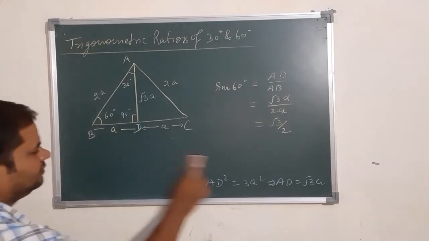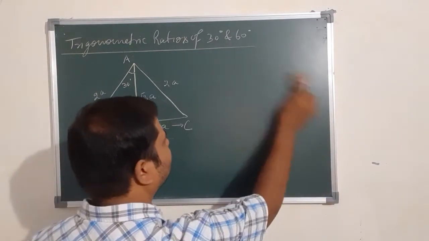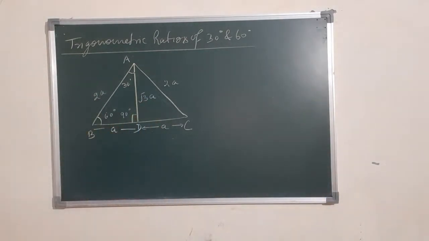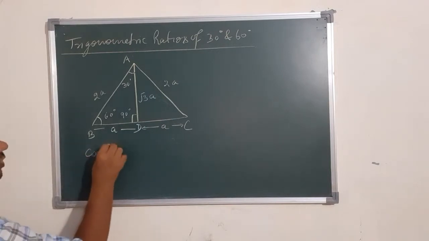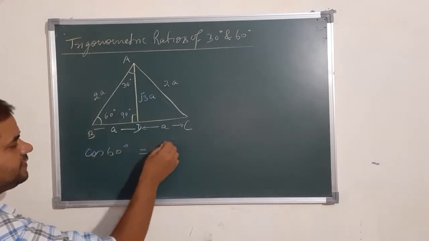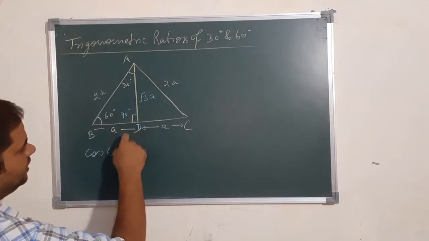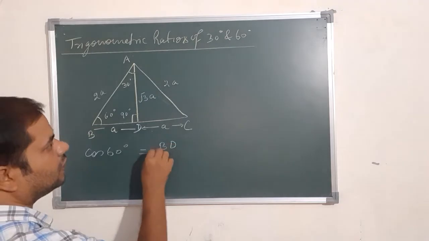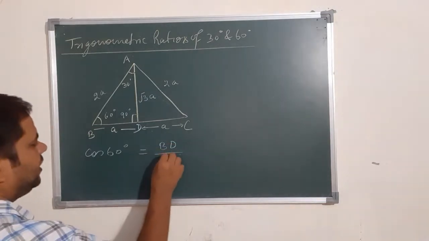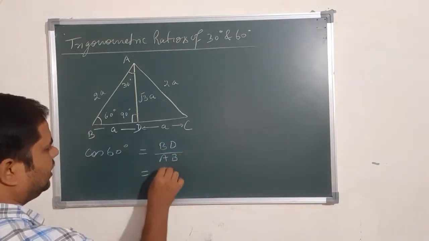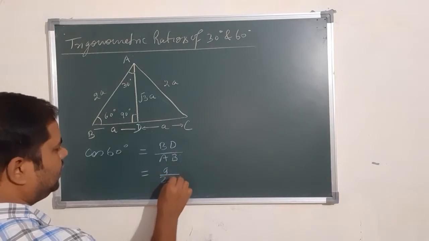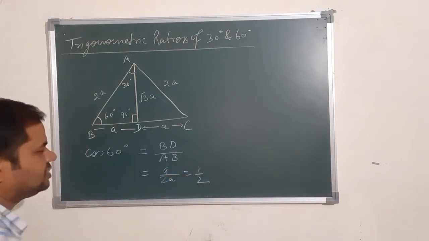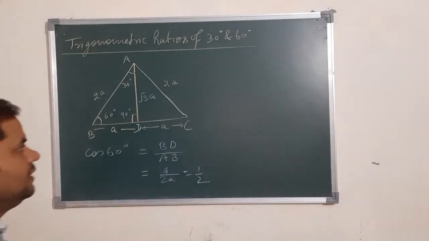So see here, cos 60 is what? Cos 60 is base upon hypotenuse. So base is what? BD upon AB. So this is A upon 2A. This is 1 by 2. So this is the value of cos 60.